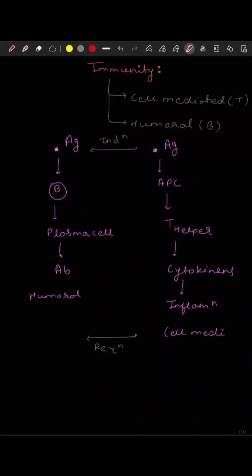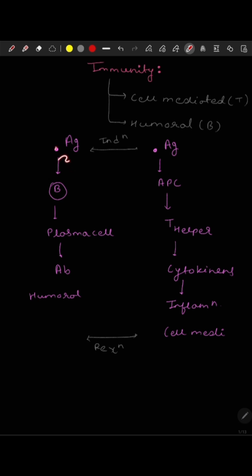of microbiology, that is immunity. There are two types of immunity. First one is cell-mediated immunity and second one is humoral immunity. Cell-mediated immunity is carried out by T lymphocytes or T cells, and humoral immunity is carried out by B lymphocytes or B cells. So first of all we will take antigen.